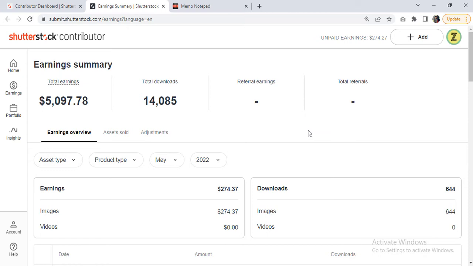So the first video would be very beneficial to you if you want to explore Shutterstock as a sort of passive income with very little effort. And then in the second video I shared a strategy with you which I follow, based on my experience over the years working as a Shutterstock contributor part-time.